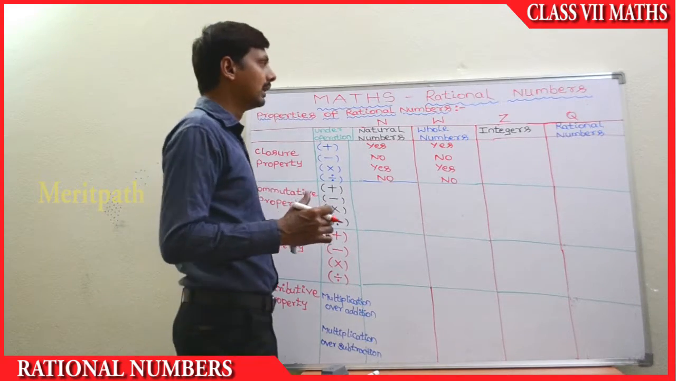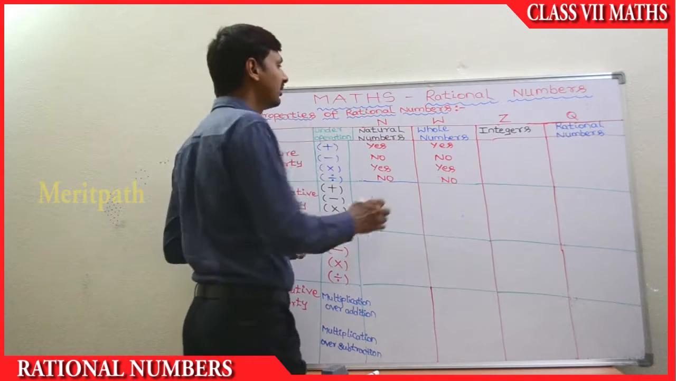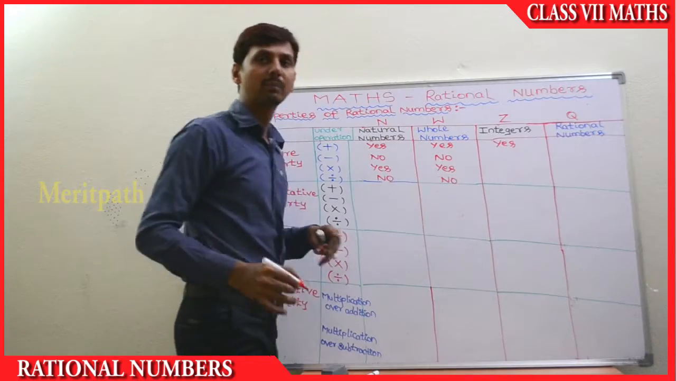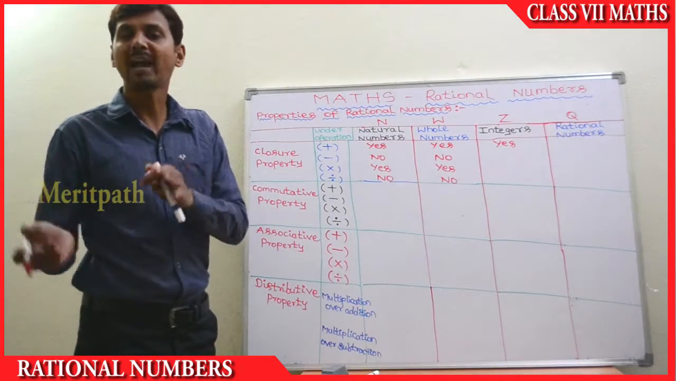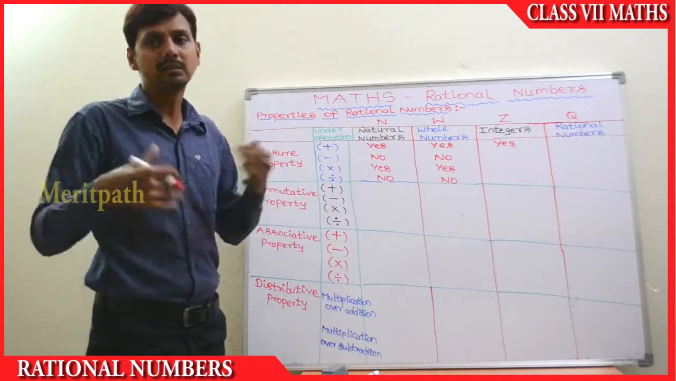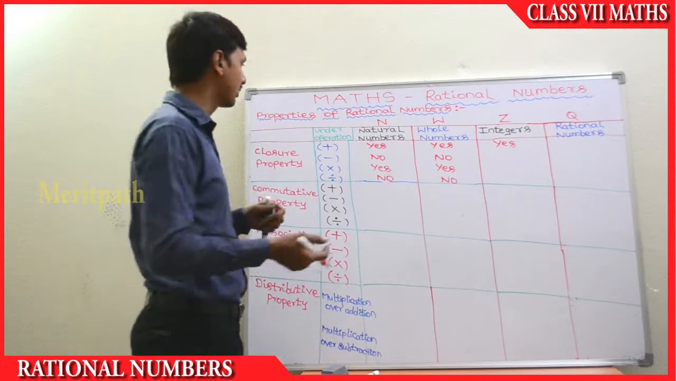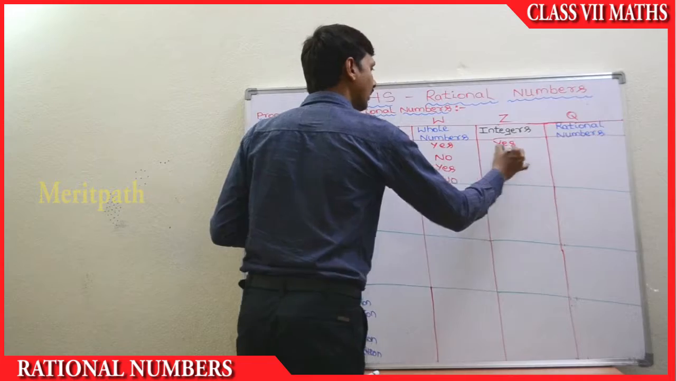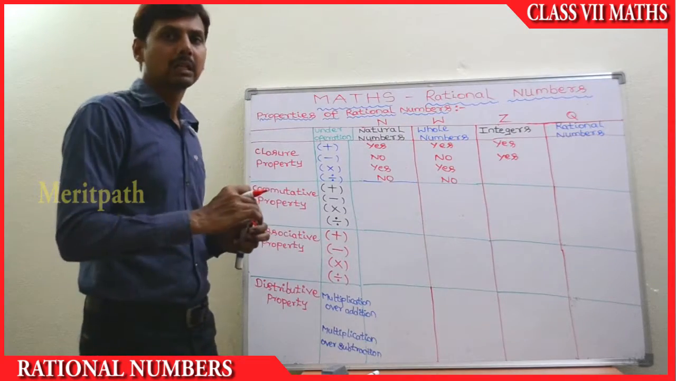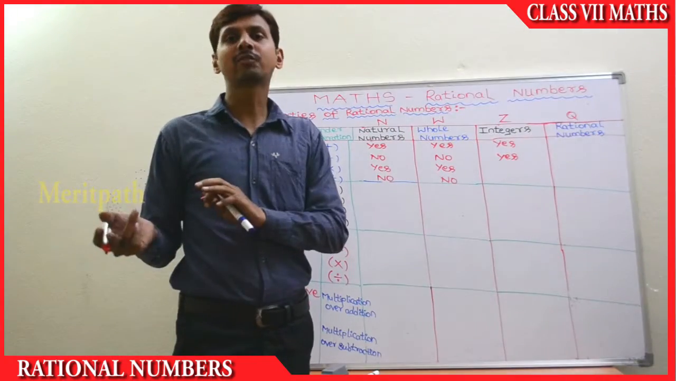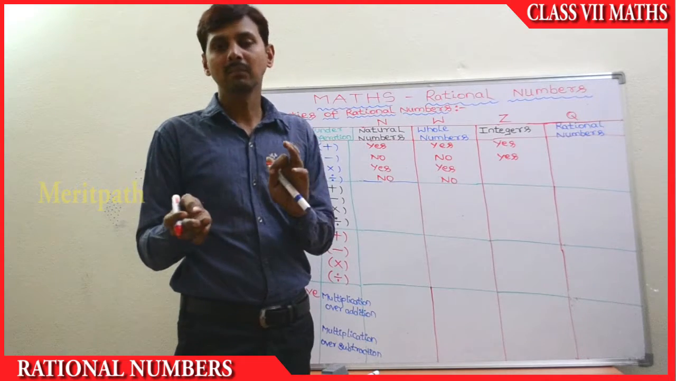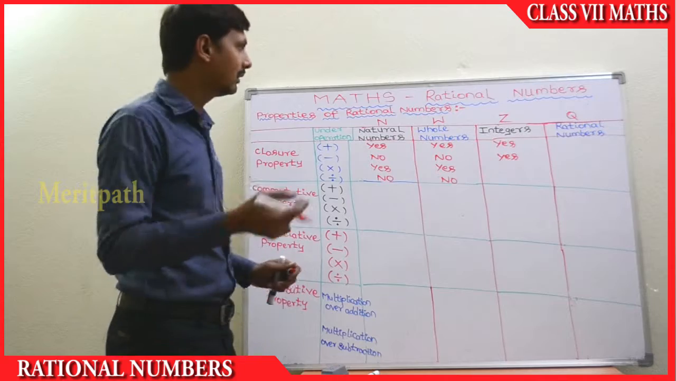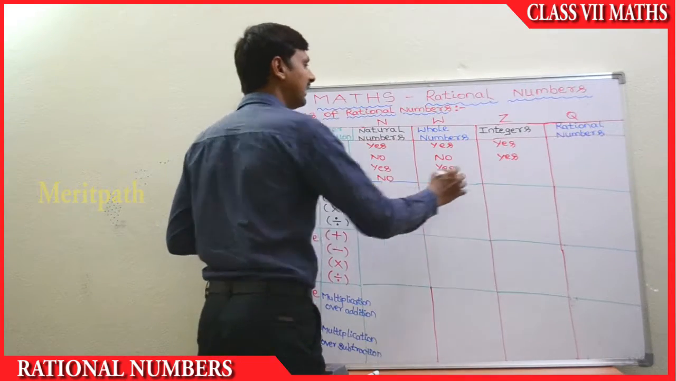Now let's go to the integers. When we add two integers, we get an integer only. Yes, it's possible, because if we take minus 1 and minus 2, we get minus 3. Subtraction is also possible, because 1 minus 3 is minus 2. So when we subtract them, we are getting an integer. So it's possible, yes, we have written. And multiplication, yes.